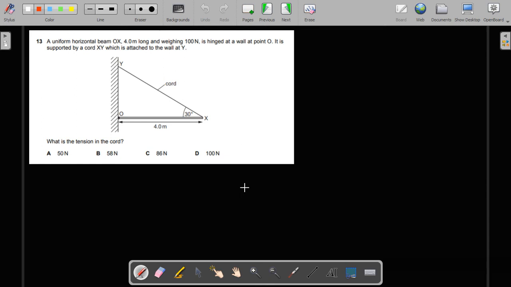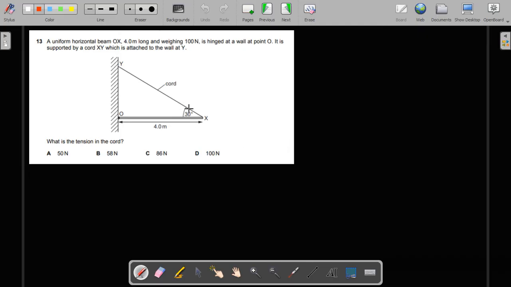Question 13. A uniform horizontal beam OX 4 meter long and weighing 100 Newton is hinged at a wall at point O. It is supported by a cord XY which is attached to the wall at Y. What is the tension in the cord?